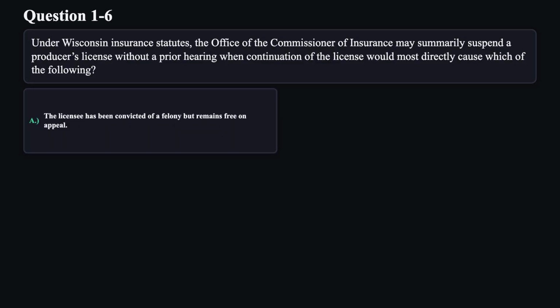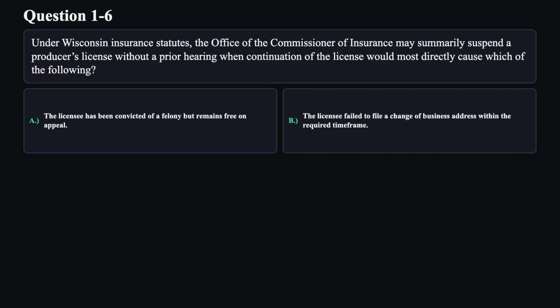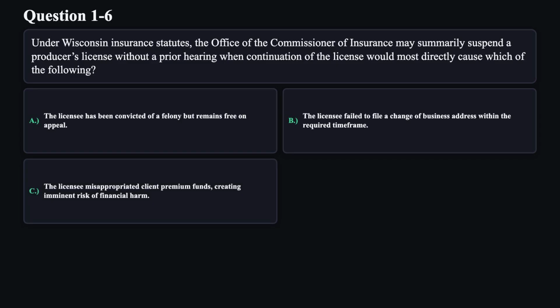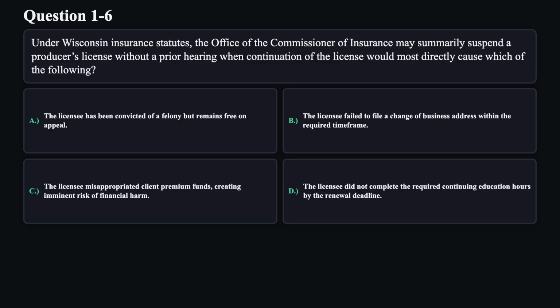A. The licensee has been convicted of a felony but remains free on appeal. B. The licensee failed to file a change of business address within the required time frame. C. The licensee misappropriated client premium funds, creating imminent risk of financial harm. D. The licensee did not complete the required continuing education hours by the renewal deadline.